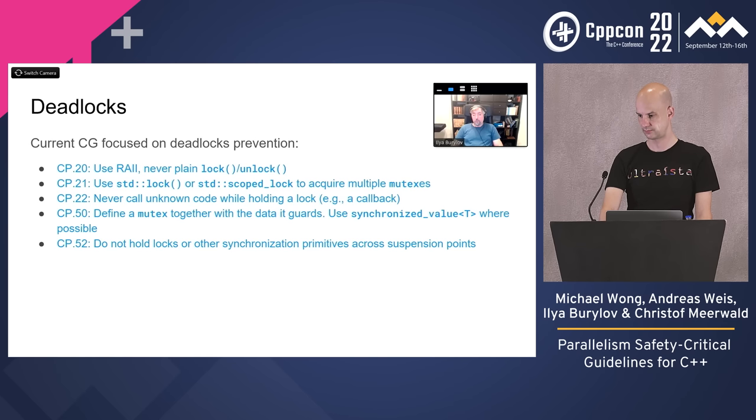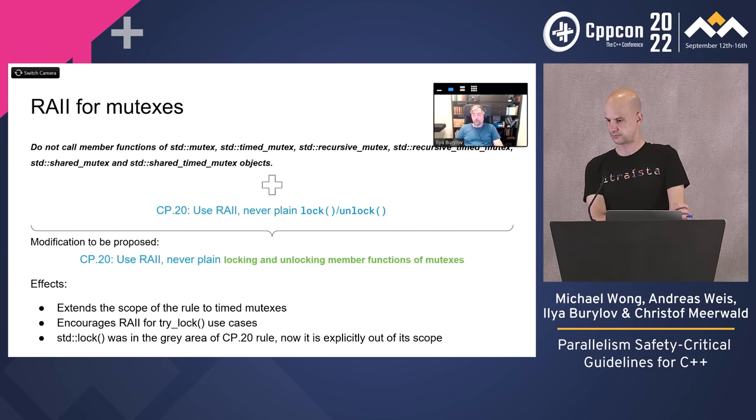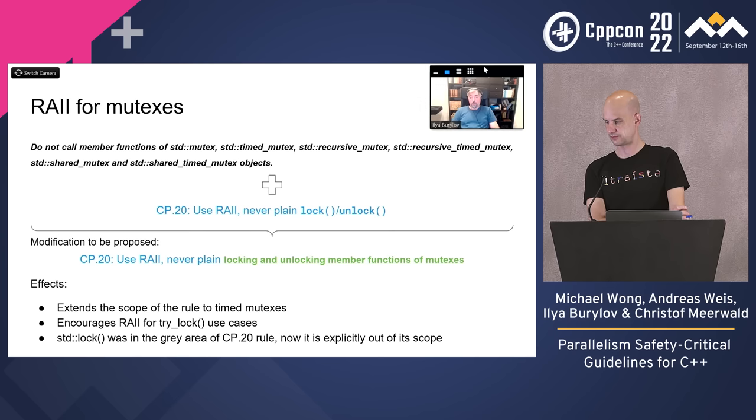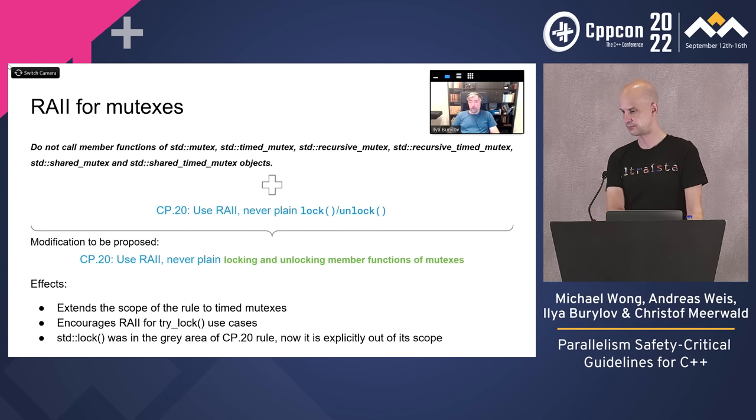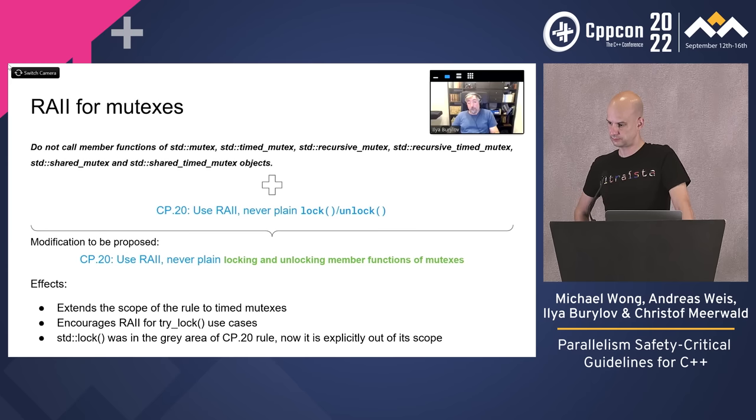And on the next slide, we will see the first of those rules, comparing it with what we thought on our side regarding the MISRA rule. With the MISRA rule, we named specifically all mutex objects and asked to not call member functions of those. And we see that it is a little bit different from what we see in core guidelines. With that, we propose to modify it a little bit to include all the other things, because some mutexes can be locked not only with lock functions, but with other similar looking functions.